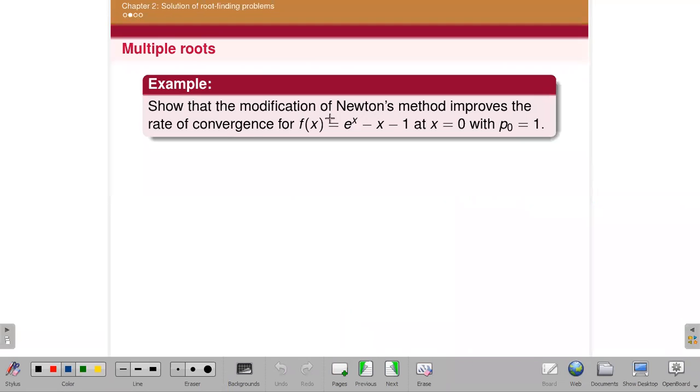So let us do one example. Show that the modification of Newton's method improves the rate of convergence for f of x at x is equal to 0 with p not equal to 1. This example we have already seen in the previous lecture, and we applied the simple Newton method to it. We have seen that the sequence generated from the Newton method is linearly convergent, not quadratic. So now let us take f of x is equal to e raised to power x minus 1.